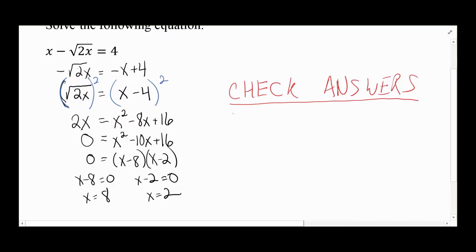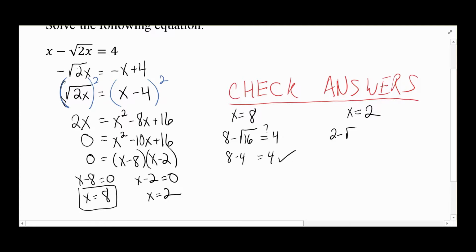Now we do still need to check each of these potential answers. We need to check x equals 8 as well as x equals 2. When we check 8 in the original, we get 8 minus the square root of 16 is supposed to equal 4. So 8 minus 4 equals 4. That's true, so x equals 8 is a good answer. Let's see if x equals 2 is also a good answer. So we're going to get 2 minus the square root of 4 is supposed to equal 4. 2 minus 2 equals 4. That is not true. So x equals 2 is not a correct answer. And x equals 8 is.